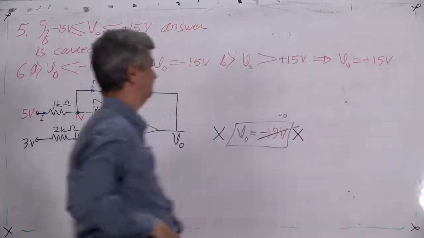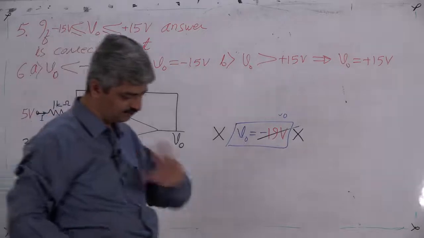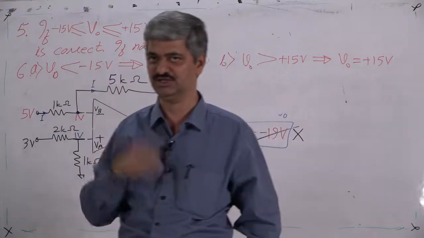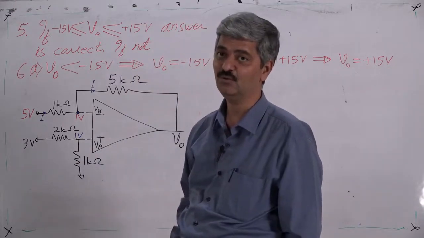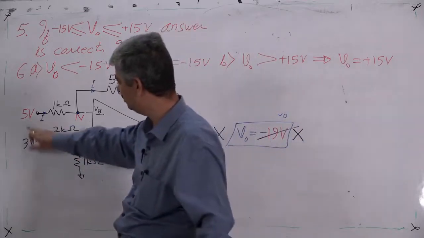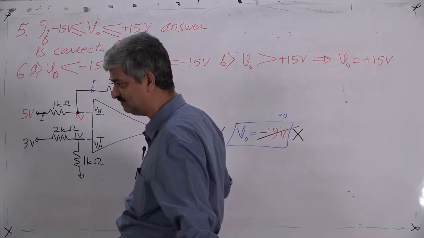Make it plus 15. So if the answer comes within the limits, everything is correct. If not, VO needs to be changed. Now what will happen with VB in this case? In this case, this is 5 volt, this is 3 volt. Output should have been minus 19, but it is minus 15.